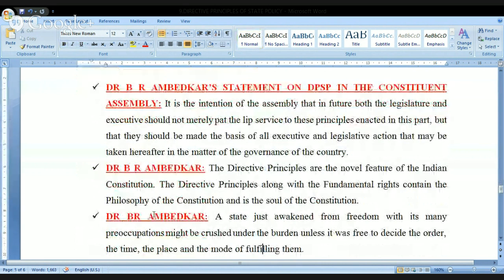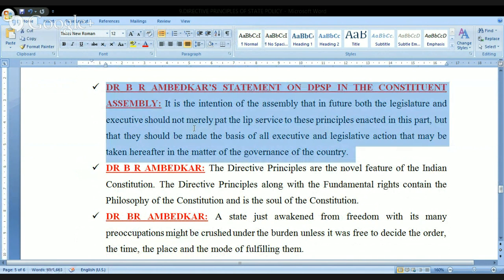Some miscellaneous points. Dr. B.R. Ambedkar's statement on DPSP in the Constituent Assembly. Here, I have given these statements. If you read and understand these statements, we can understand the importance of that particular subject. According to B.R. Ambedkar, it is the intention of the Assembly that in future, both the legislature and executive should not merely pay lip service to these principles enacted in this part, but they should be made the basis of all executive and legislative action that may be taken hereafter in the matter of the governance of the country. So this is what he said.